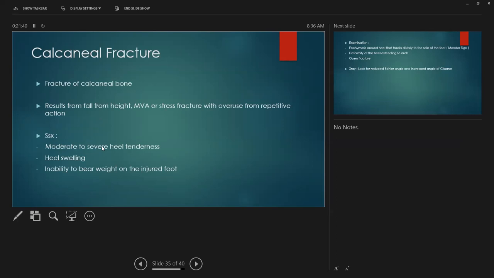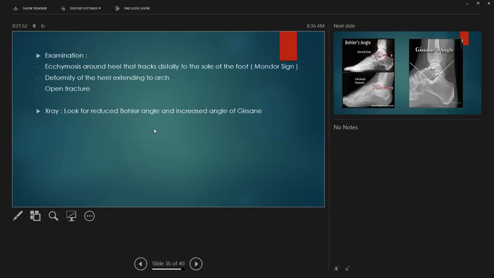Symptom wise, the patient might develop moderate to severe heel tenderness, heel swelling, and inability to bear weight on the injured foot. For the examination, you have to look for any ecchymosis around the heel that tracks distally to the sole of the foot. This is called Mondor sign. Or you have to see if there is any deformity of the heel extending to the arch or any open fracture in the heel area.